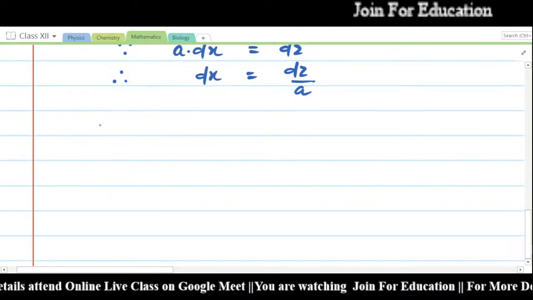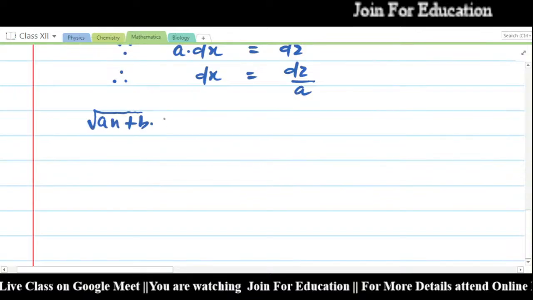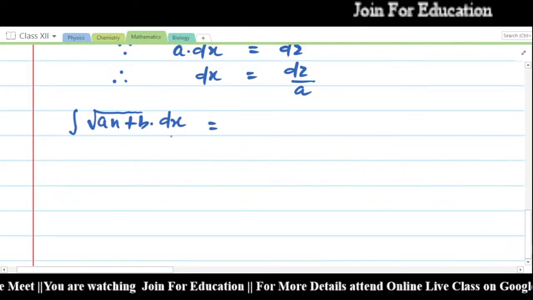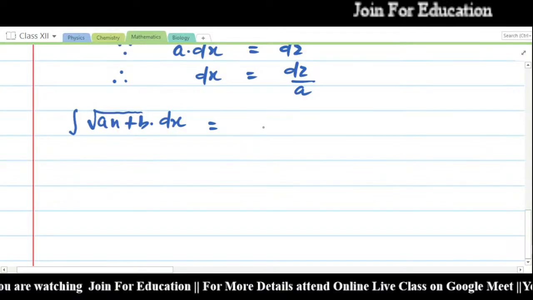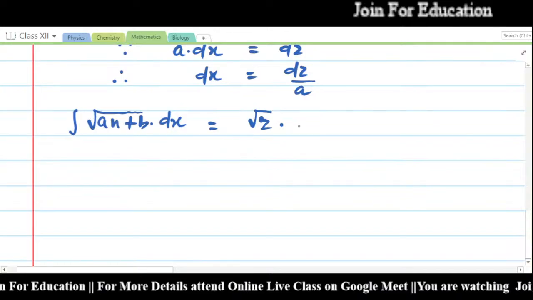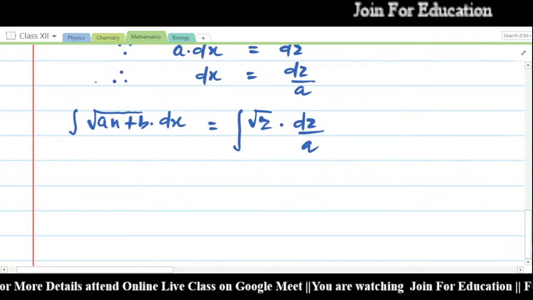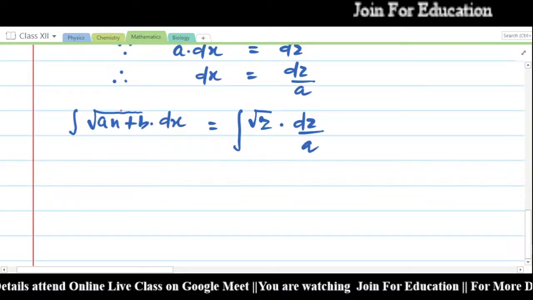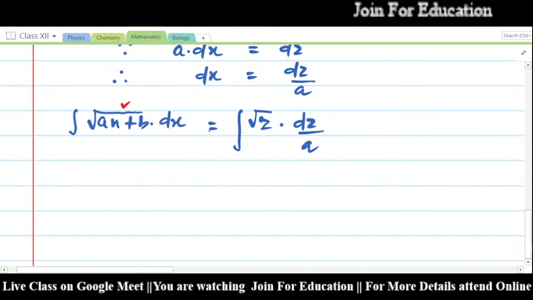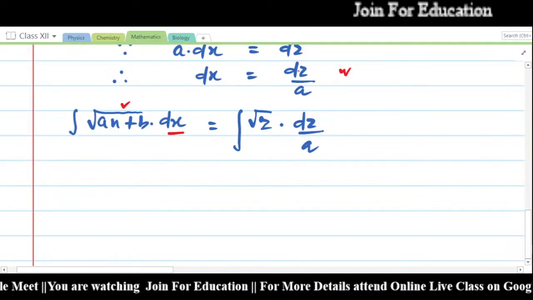Therefore, the integration of root of ax plus b into dx: for ax plus b we write z, and for dx we write dz by a. There is no problem to understand, according to our supposition ax plus b equal to z, and after the derivation we get dx equal to dz by a.